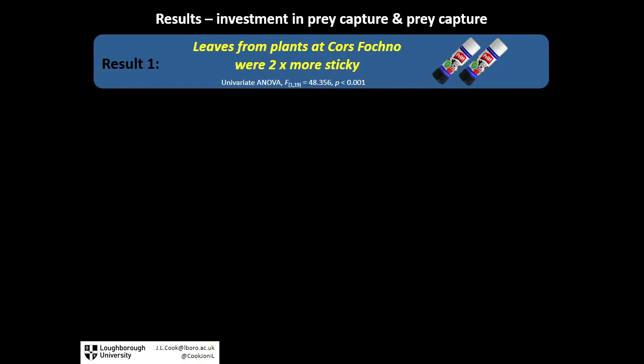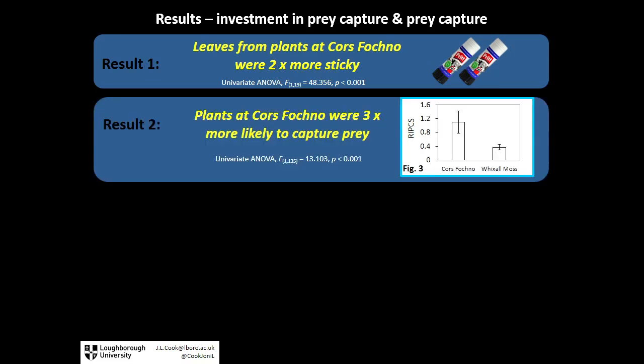So, her results. Firstly, looking at stickiness, she found that the plants growing at the low end deposition site were twice as sticky as those at the high end. She measured stickiness by sticking little strips of filter paper onto the leaves and using a force gauge to measure the force needed to pull the strips. The ones at the low end deposition site needed twice the force of those at the high end deposition site, which is what you'd expect, because they're putting more investment into prey capture.